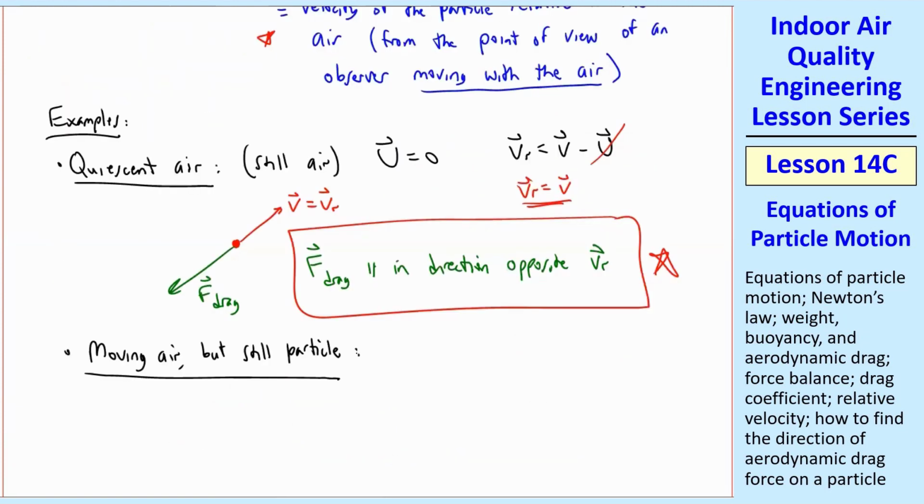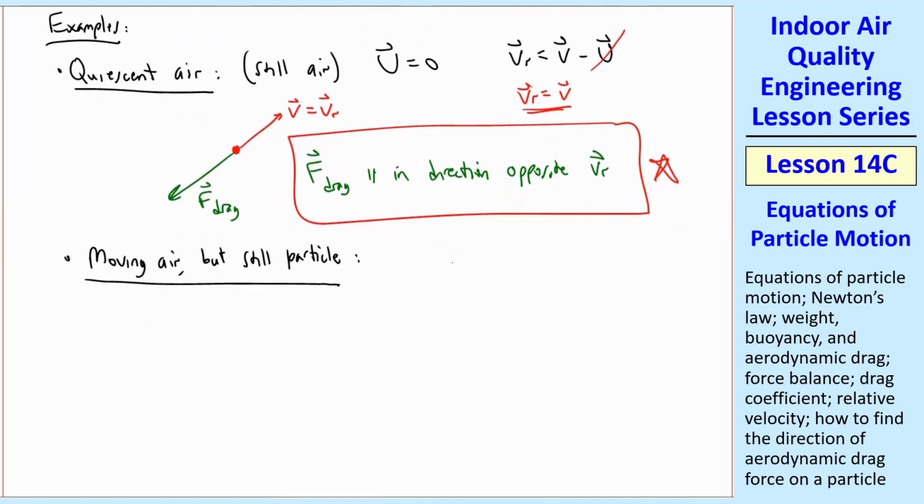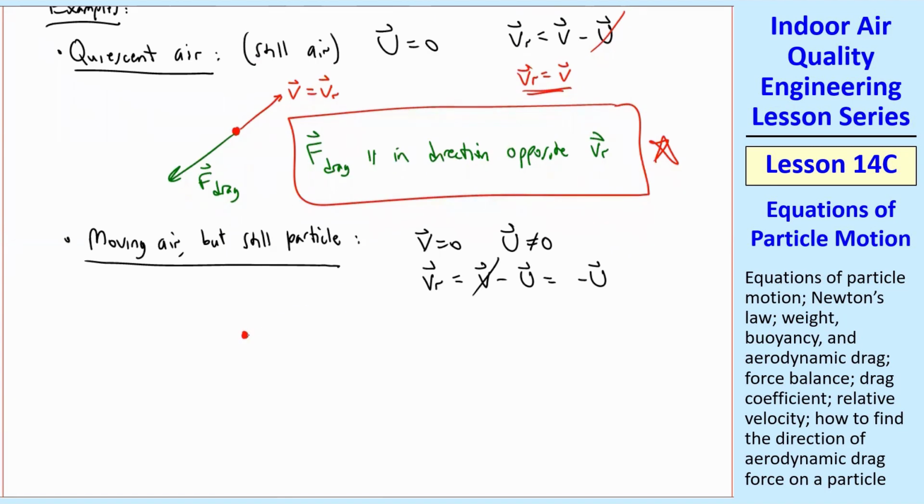Next, let's look at moving air, but a still particle. At least it'll be still initially. Suppose we just drop a particle into the air that's moving, or the particle just appears suddenly and it's at 0 speed. So here v equals 0, but u is not 0. So VR is v minus u. The v is 0, so it's equal to minus u. There's our particle. We have some air velocity in some direction. We can draw the negative of that vectorially, just the opposite way, same magnitude, opposite direction. And then we're saying that F drag is in the direction opposite of VR.